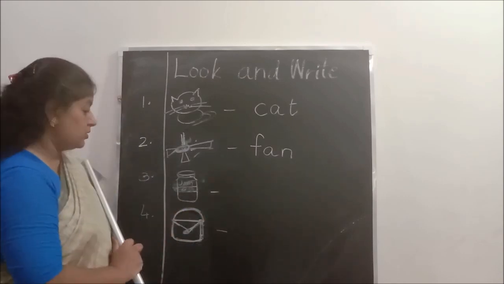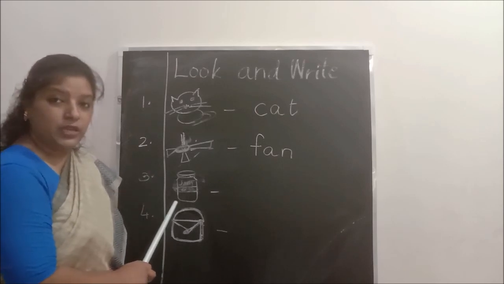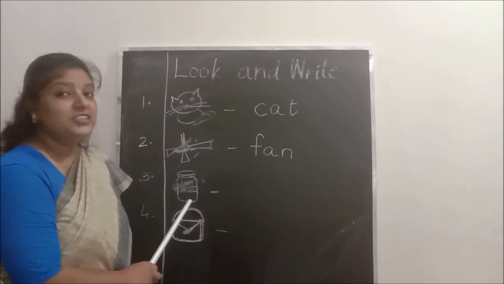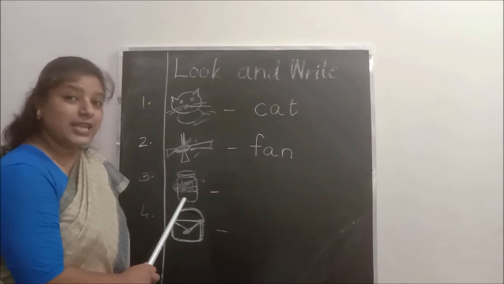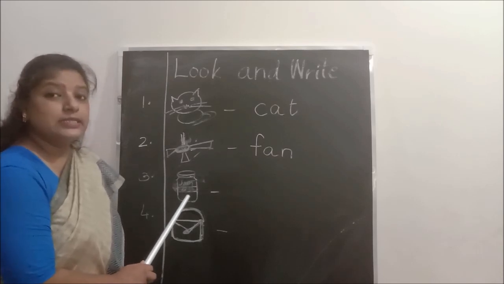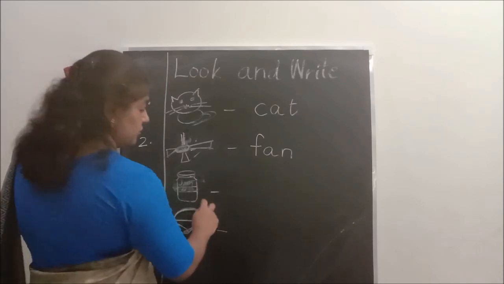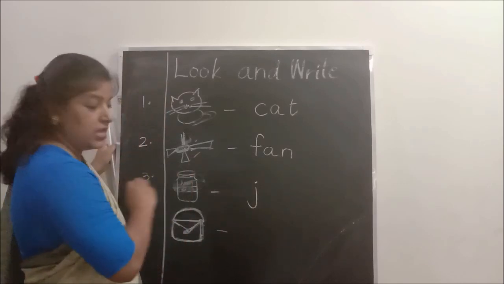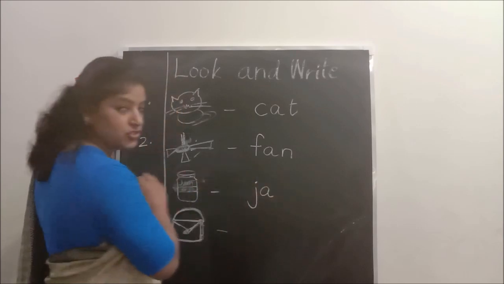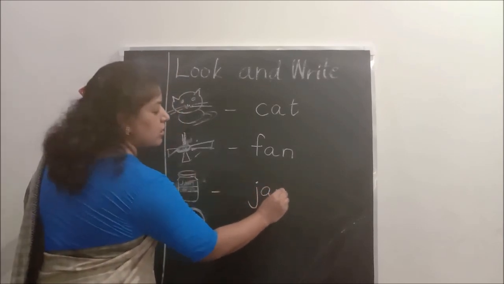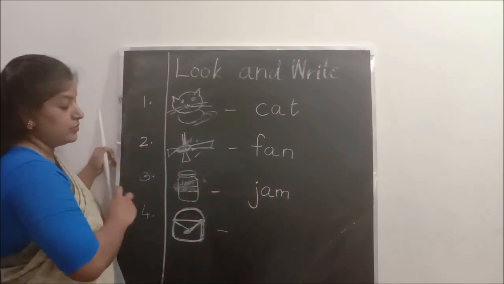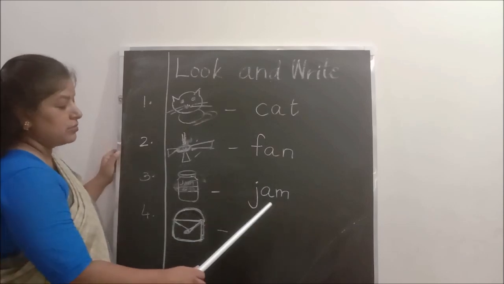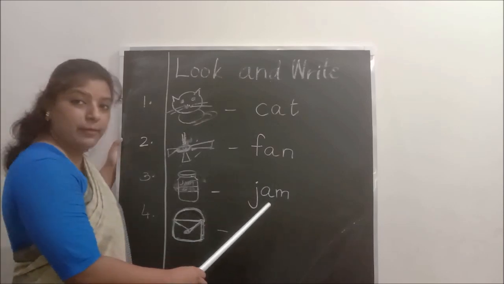Clear? Let's come to picture number 3. It's a bottle of jam. Jam. What is it? Jam. J. The first sound comes in. Here is J. J, A, M. Jam. So this picture number 3 is jam.